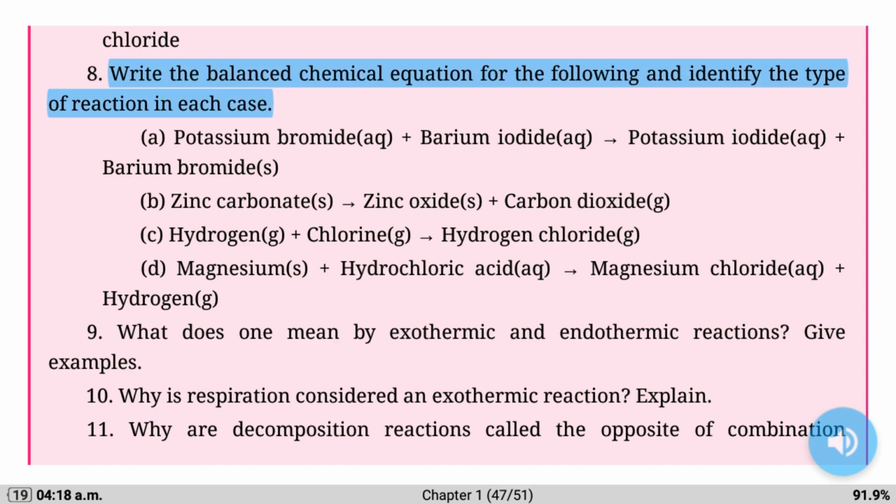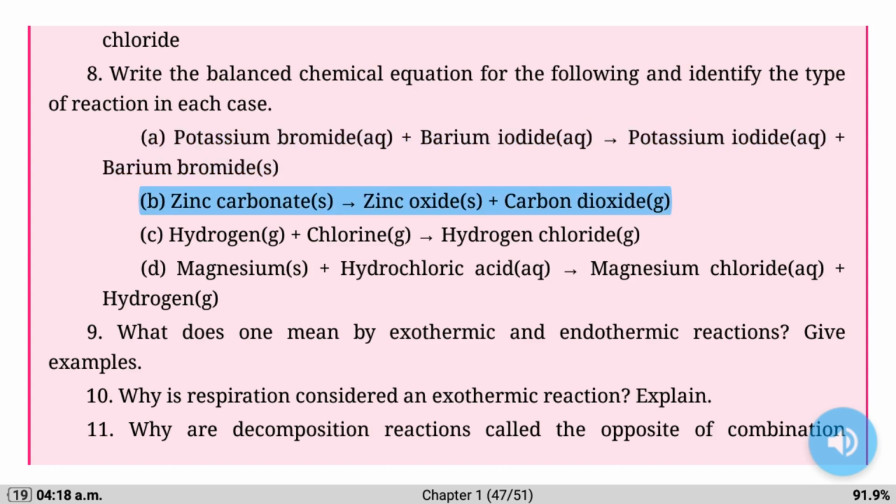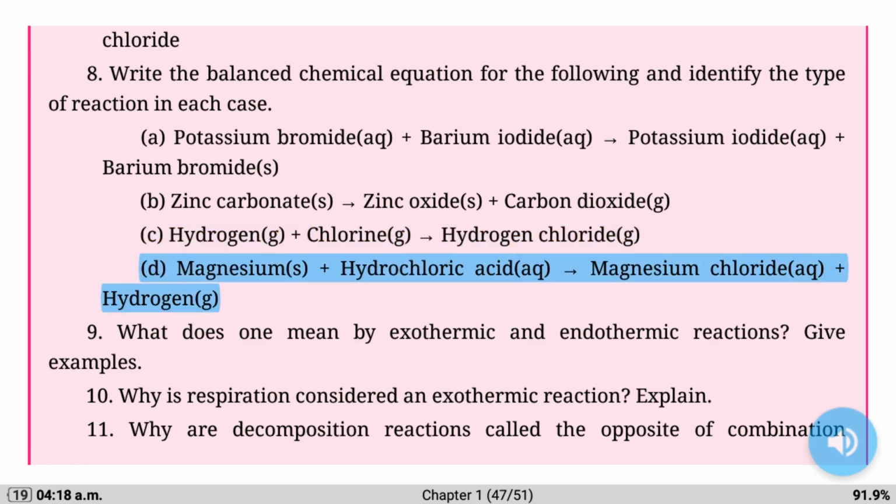8. Write the balanced chemical equation for the following and identify the type of reaction in each case. A. Potassium bromide (aq) + barium iodide (aq) → potassium iodide (aq) + barium bromide (s). B. Zinc carbonate (s) → zinc oxide (s) + carbon dioxide (g). C. Hydrogen (g) + chlorine (g) → hydrogen chloride (g). D. Magnesium (s) + hydrochloric acid (aq) → magnesium chloride (aq) + hydrogen (g).